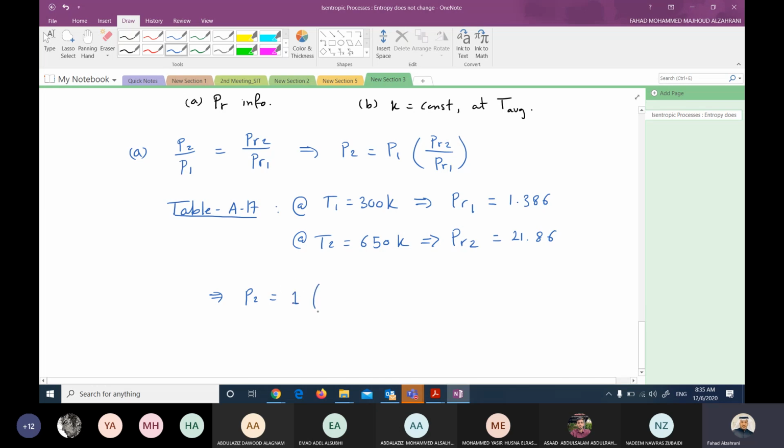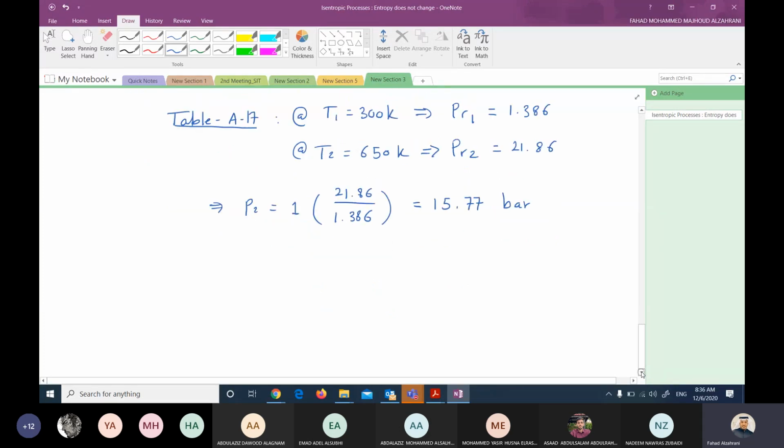So P2 equals P1, which is 1 bar, I'll use bar, times 21.86 divided by 1.386. And if you do this, you find the final pressure is 15.77 bar. Easy, very straightforward. How can we use the second approach?